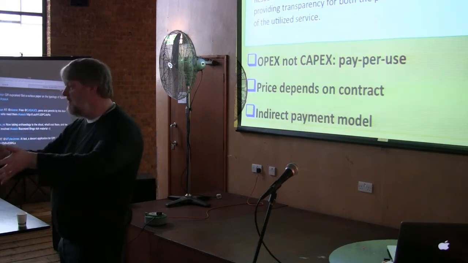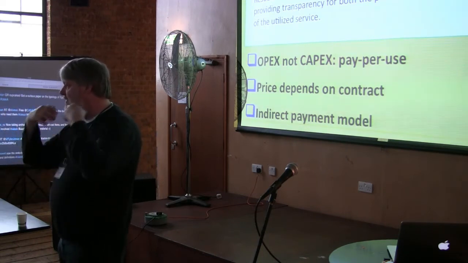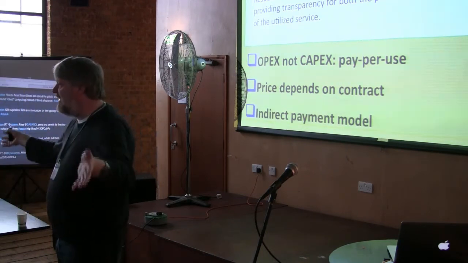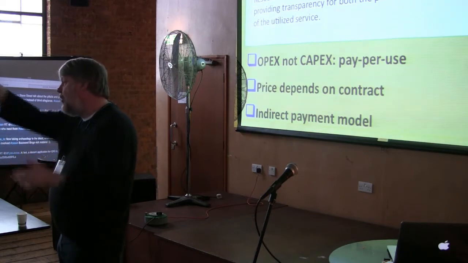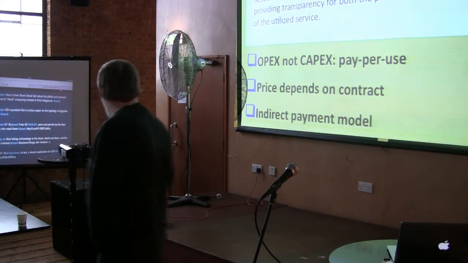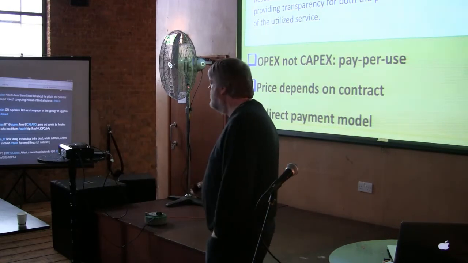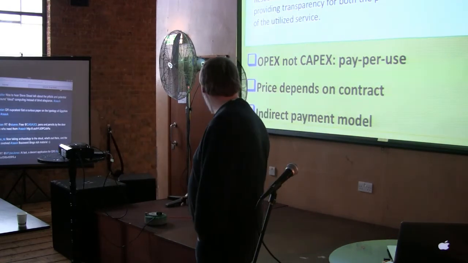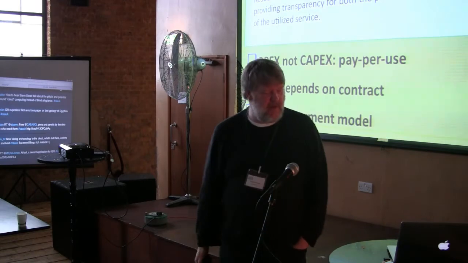And it's just like mobile phones. If you sign up for a fixed contract of £40 a month, you get a lot more out of it than if you buy a small one and then top up. So the way you buy it will influence how much you pay for it. And we've already talked about the indirect payment.